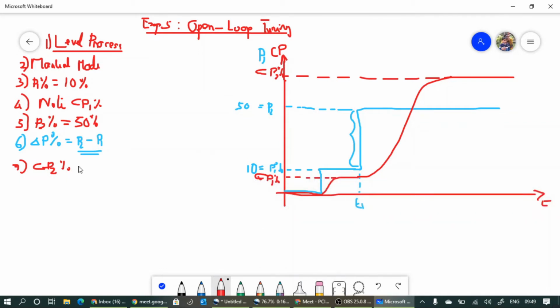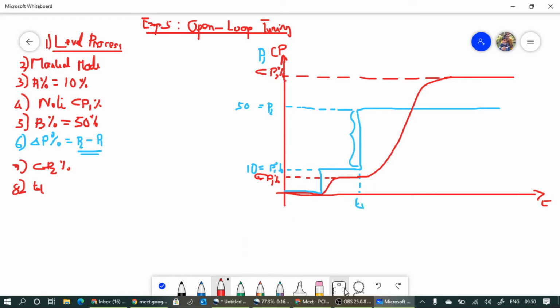So now how many variables are there? You have delta P in percentage, that is P2 minus P1. You have Cp1 in percentage. You have Cp2 in percentage. Then what is the remaining thing? You have T1. You have to note that value T1. What is T1? T1 is the time at which the step change is given, that is from P1 to P2. That is given at the time T1.